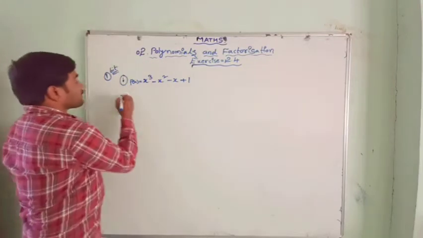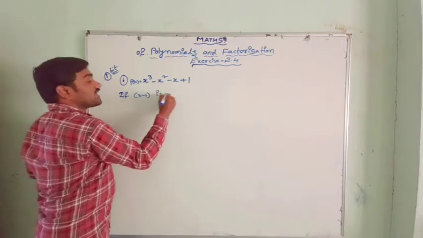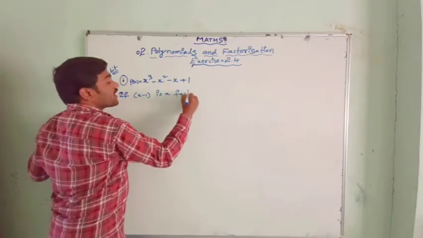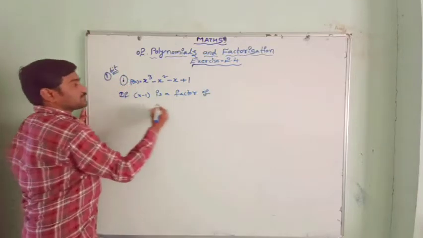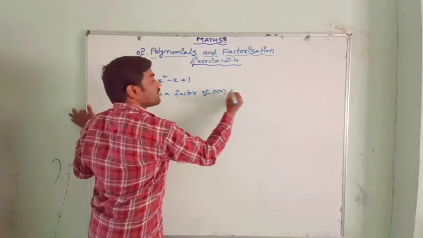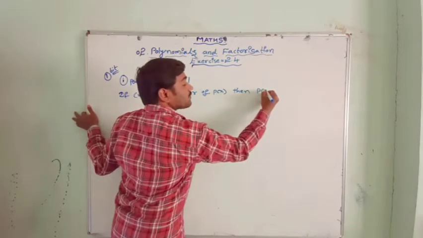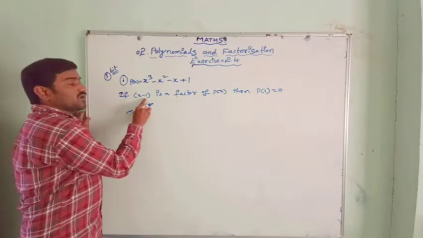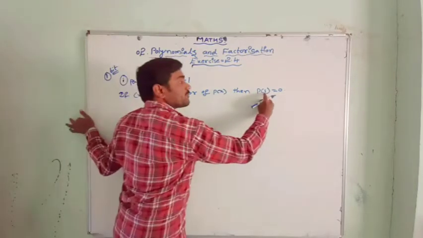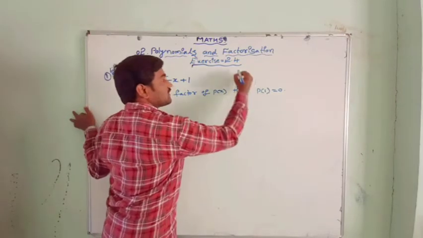So if x plus 1 is a factor of p of x, then p of a, that means here p of 1 should be equal to 0. Here it is x minus 1, so you will get p of 1 equal to 0. If it is x plus 1, you will get minus 1 here.